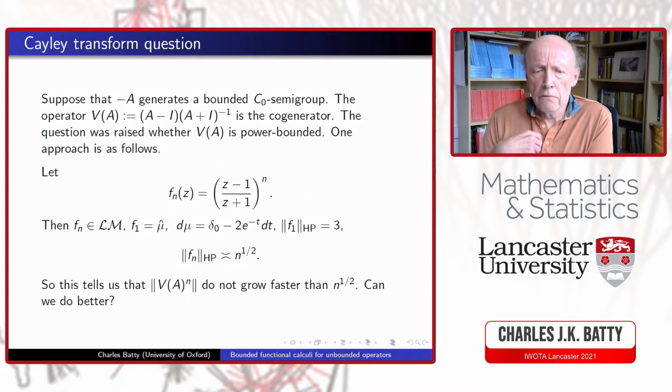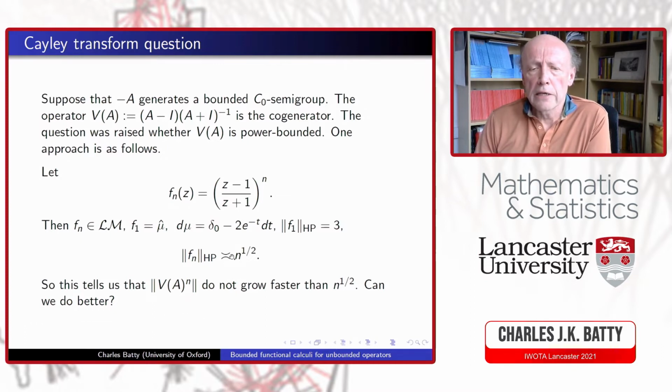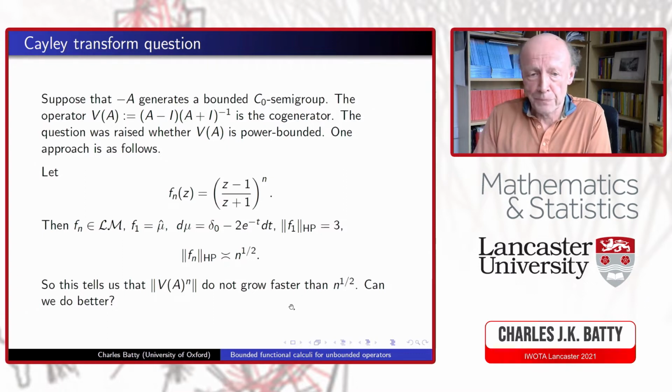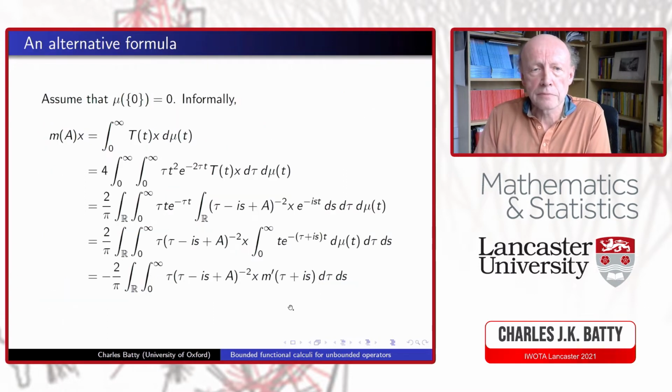It was shown fairly quickly that n to the half was optimal if you allow yourself to work with arbitrary bounded semigroups on arbitrary Banach spaces. But sometimes, if you put on more assumptions, you can do something better. I'll come back to this question later.